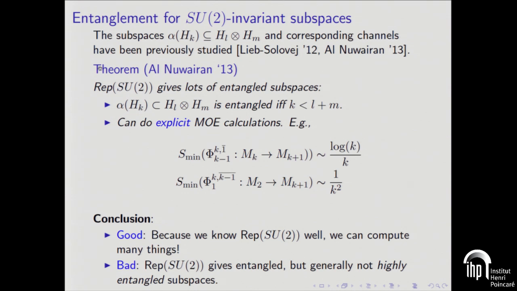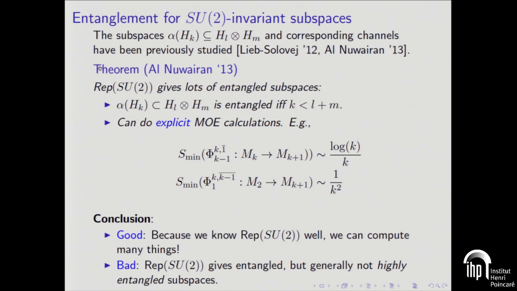So the good news is that you can do lots of calculations, as I tried to emphasize here. You can compute many things explicitly. But the bad news is, if you look at these formulas for the minimum output entropy, you see that there's some entanglement, of course, because these are non-zero quantities. But generally, there's not a high degree of entanglement.